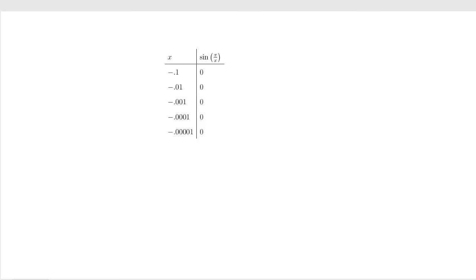I want to look at one more example. The function f of x is equal to the sine of pi over x. Once again, this function is not defined at x equals 0 because you can't divide by 0. And if we pick values close to 0 but to the left of 0, like negative 0.1, negative 0.01, negative 0.001, etc., just like we did for the last function, we find that the function values are all precisely equal to 0.